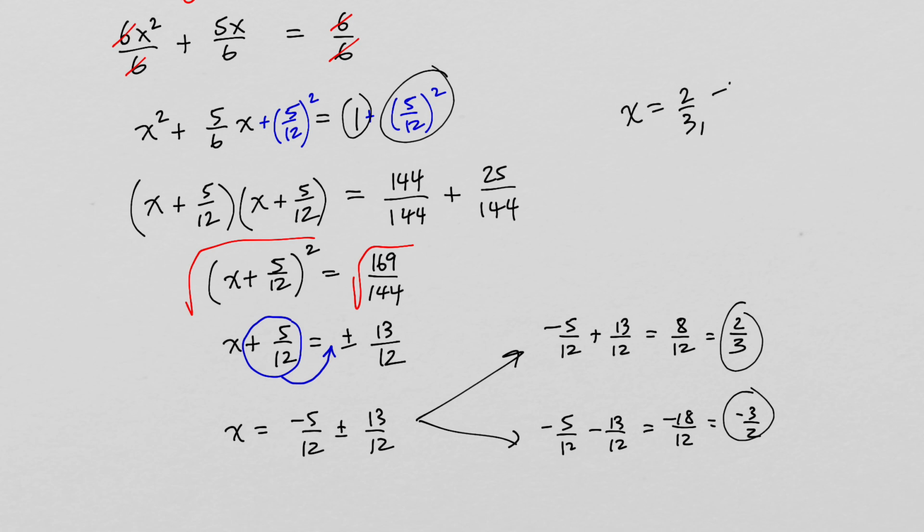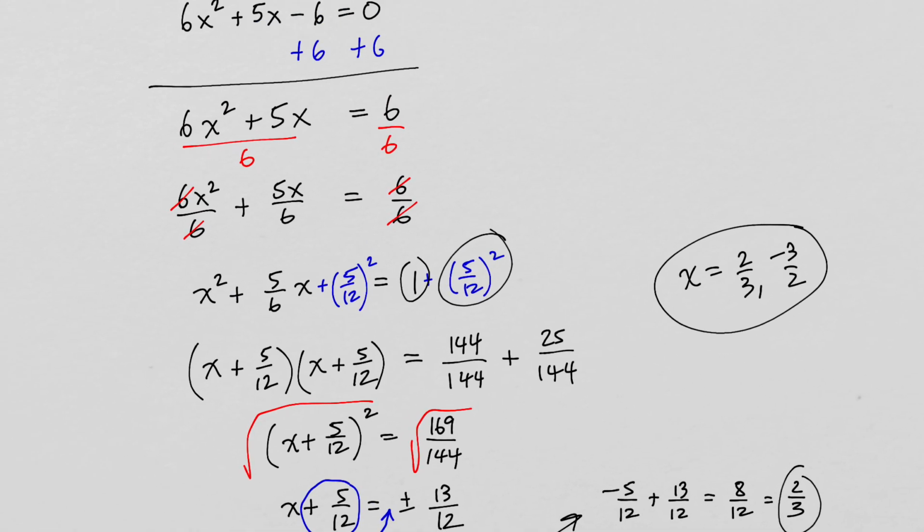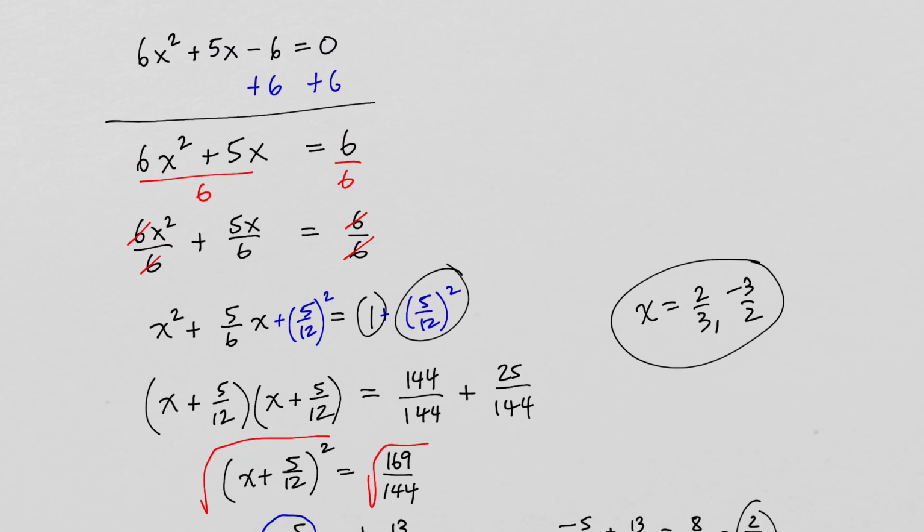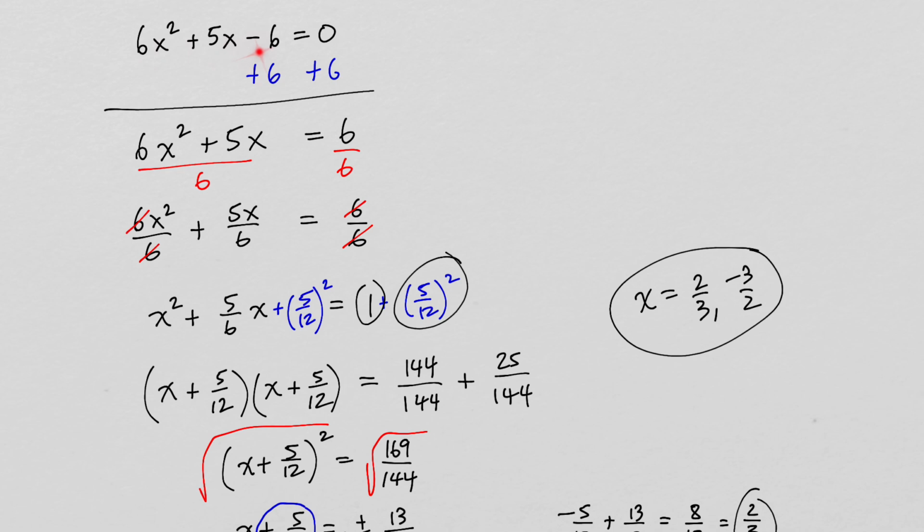So our two answers are 2/3 and negative 3/2. And notice that these answers, even though the process was pretty terrible, the answers are nice, right? There's no radicals in our answer. And that was because the square root of 169 and the square root of 144 were whole numbers. So what does that tell us if the answers are nice here? Well, I'll tell you what that tells us. It means that we didn't have to solve this using completing the square. We could have solved this by using factoring.